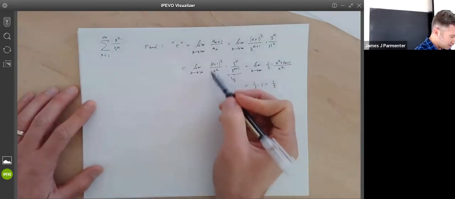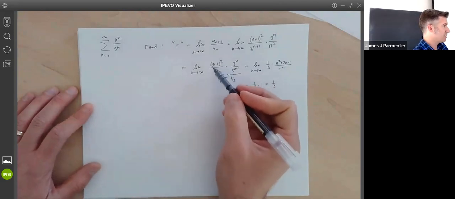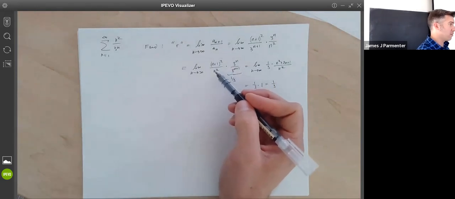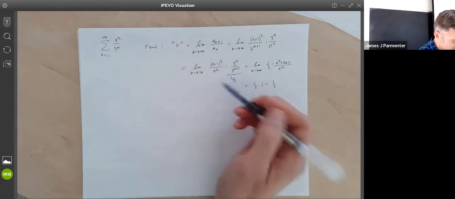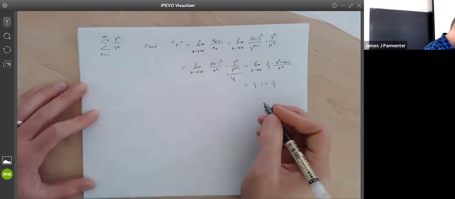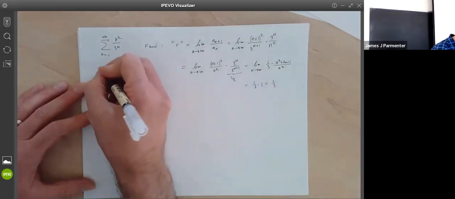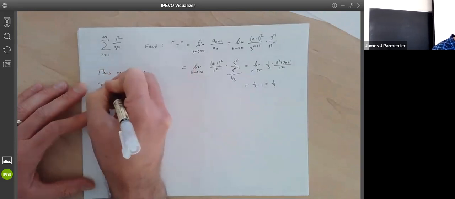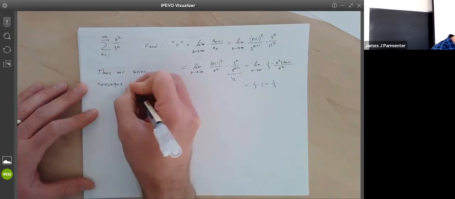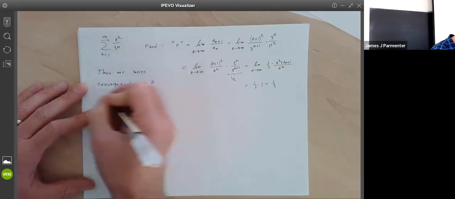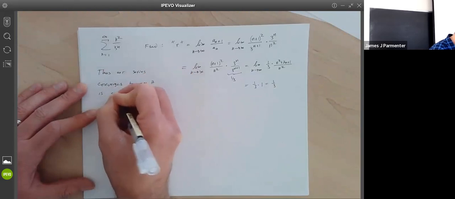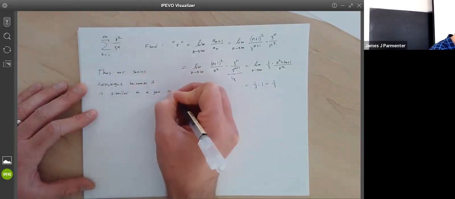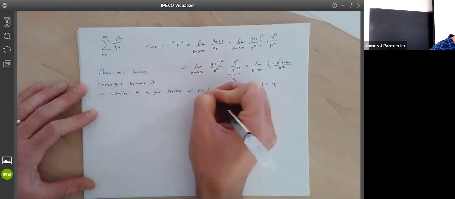Ideally, we should be able to look at this and see that the top is n squared plus lesser terms, the bottom is n squared. So the limit of that is going to be 1/1, which is 1. So what does that mean? That means our series converges because it is essentially similar to a geometric series with a ratio of 1/3.